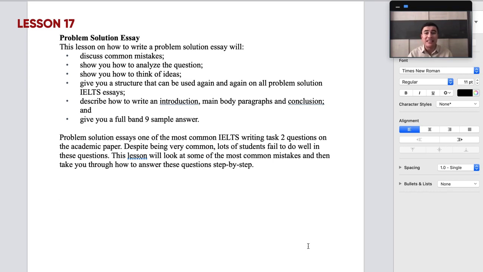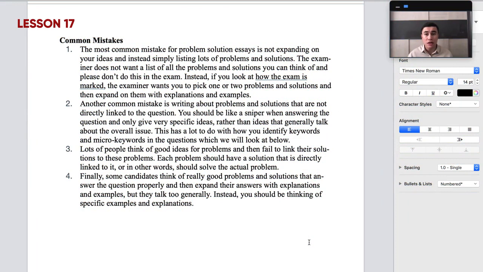You should understand that in IELTS Writing Task 2, problem solution essays are very common, especially on the academic paper. Despite being very common, lots of students fail to do well in these questions. This lesson will look at some of the most common mistakes and then take you through how to answer these questions step by step, guys. Okay, guys, let's start from common mistakes.